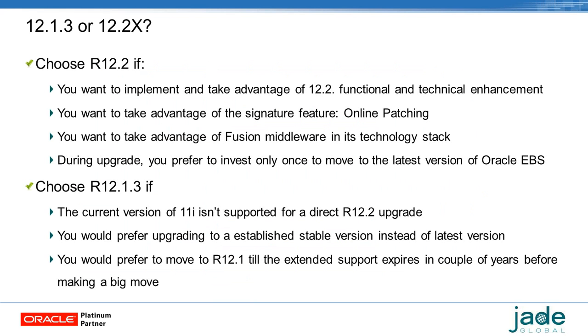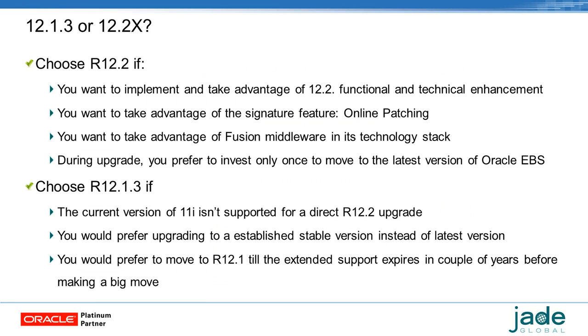As a quick view of what you should choose between R12.1.3 or R12.2, let's take a couple of points. You would want to choose R12.2 if you want to take advantage of the functional and technical enhancements of R12.2. Just like R12.1, there are a lot of functionality changes in R12.2, as well as a close tie to Fusion Middleware in R12.2. The technical stack is totally changed.